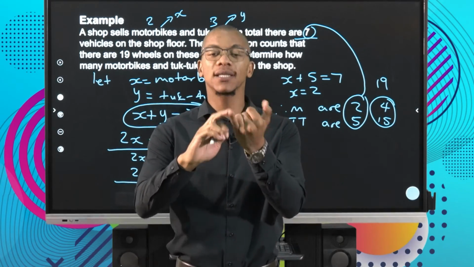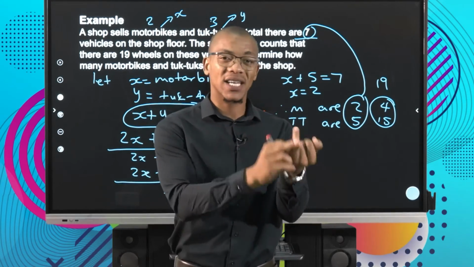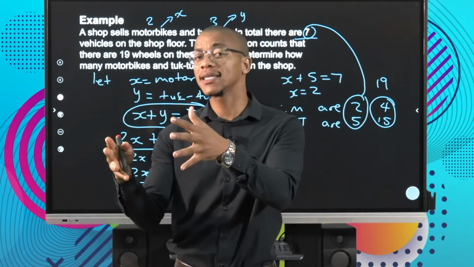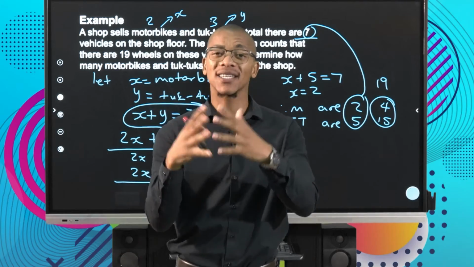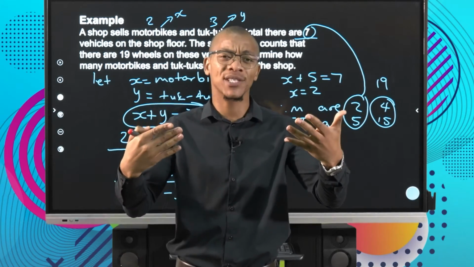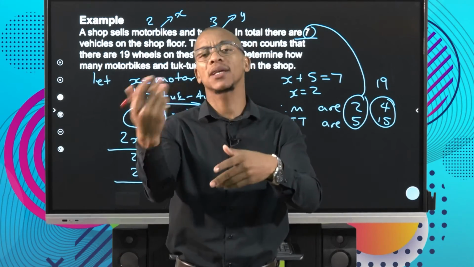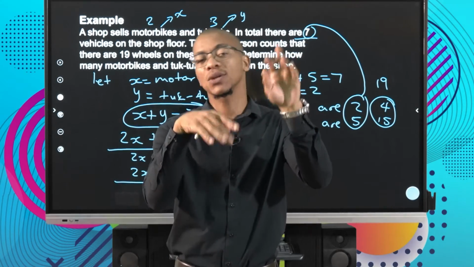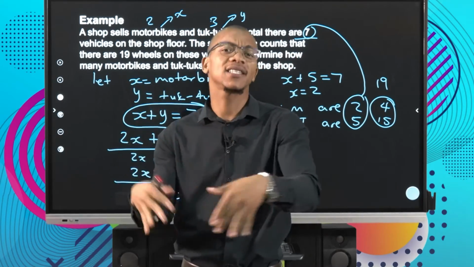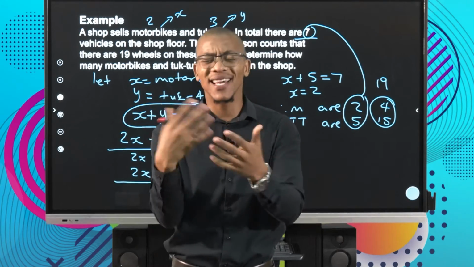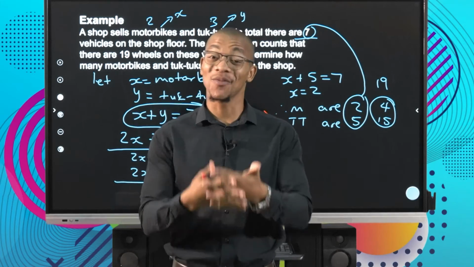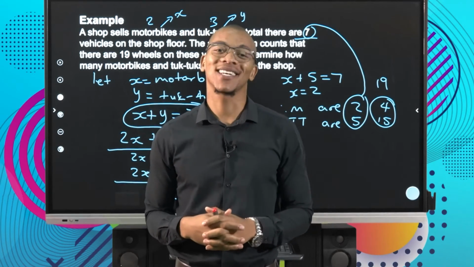Now, firstly, you let one vehicle be a certain variable, the other one you assign another variable, and then you set up your equations. I know the total must be 7, so when you add them, it must be 7. I know the number of wheels, it means when I multiply each with the number of wheels, I must get 19. So I do that as well. And then it gives me 2 equations. Then I have a simultaneous equation, which is a very beautiful thing to actually do.